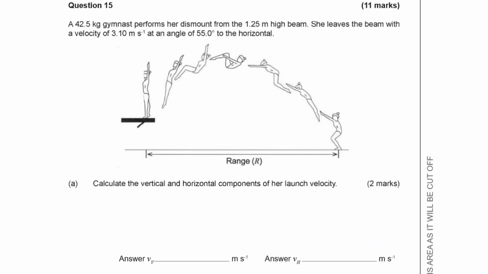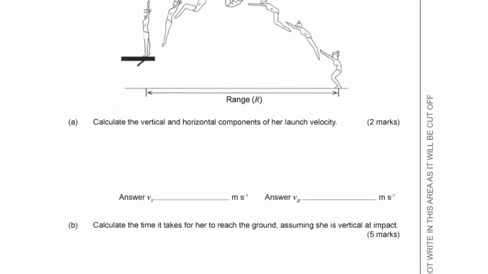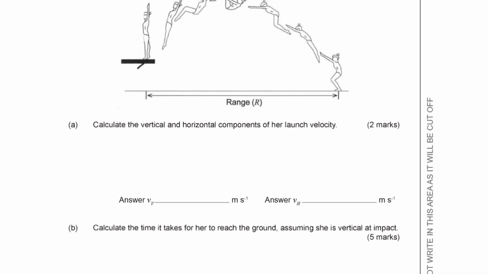Okay, so question 15 is a standard projectile motion question. You've got a gymnast and she lands below the starting point, which makes it asymmetrical, but other than that, it's a fairly easy one to do. So first you need to calculate the vertical and horizontal components of the launch velocity. So you start with 3.1 sine 55. To get the vertical one, you should have 2.54. And 3.1 cos 55, you should get 1.78.